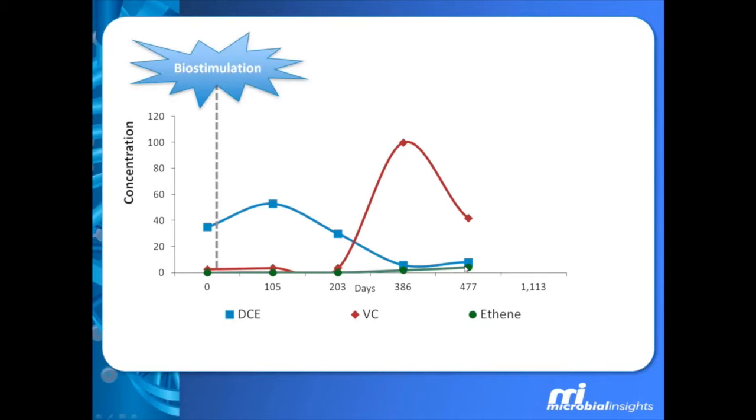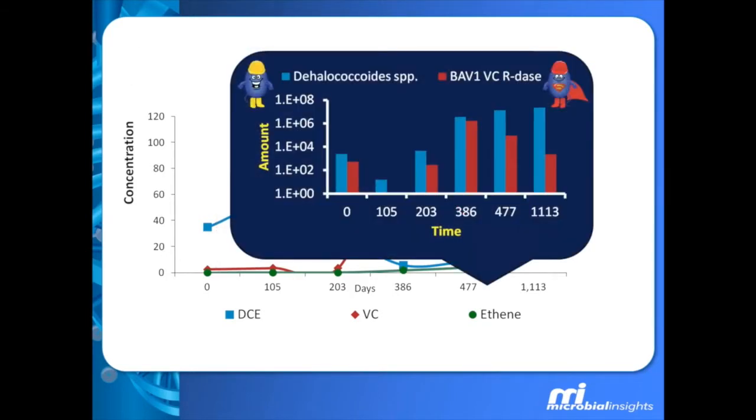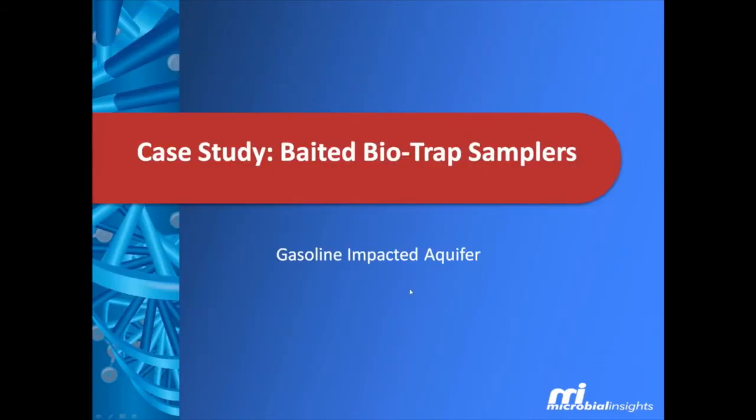And then if I simply summarize the results from this pilot study, as you can see, overall after the injection of the HRCS, there is a large and now sustained stimulation in the dihelicoides population, as well as, as seen here, vinyl chloride reductase. So they proceeded on with a full-scale injection of HRCS at this point.